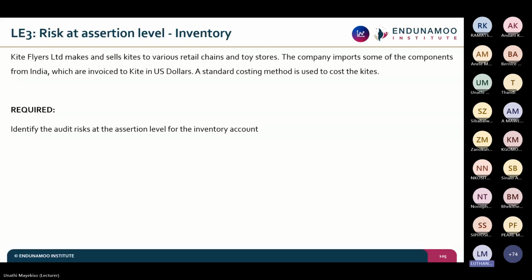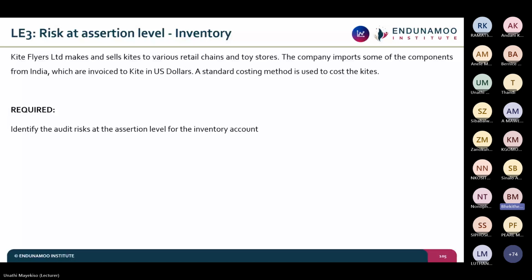I think there's a risk that they used the incorrect exchange rate when they exchanged from dollar to rand. So for the inventory balance, what is the assertion that is at risk? Valuation or accuracy. Yeah. Accuracy, valuation, and allocation. Yes. Perfect.